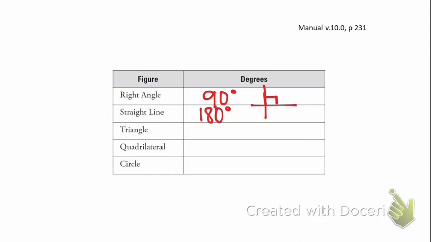For a triangle, when you add up all three angles, you get 180. A quadrilateral, when you add these four angles on the inside, you get 360. And for a circle, all the way around the center is also 360 degrees. So, go ahead and pause the video and see if you can work through those next two problems.